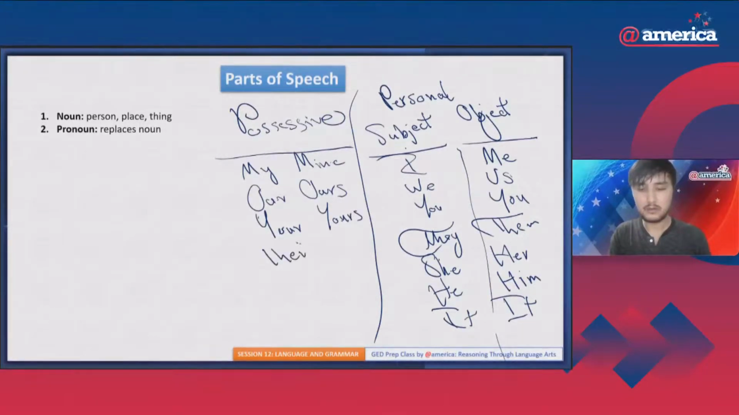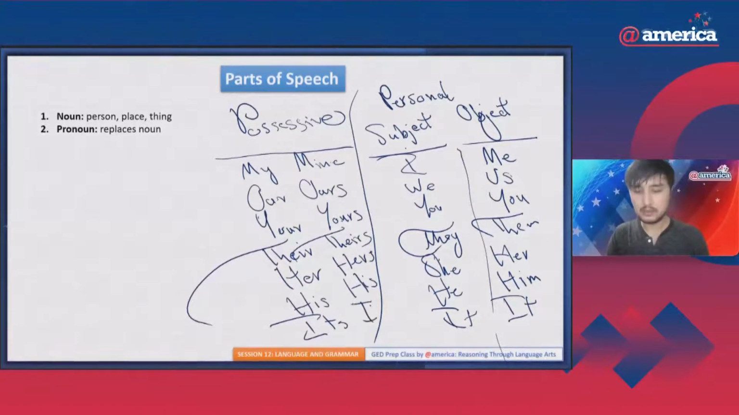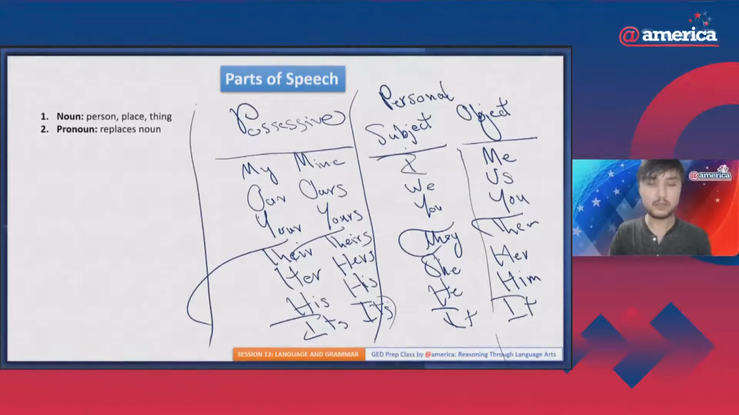their, theirs, her, hers, his, which is the same here, and you have its, and its does not change. You don't usually use this one. This one is not that useful.